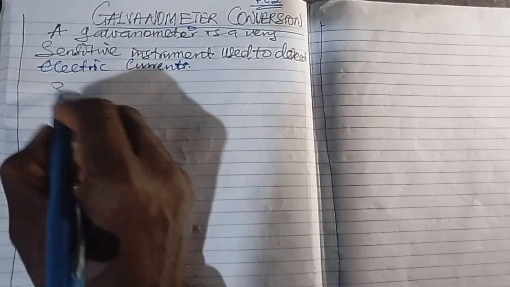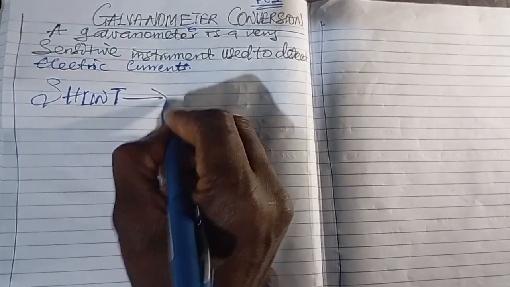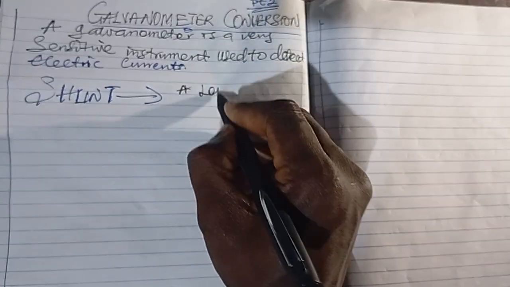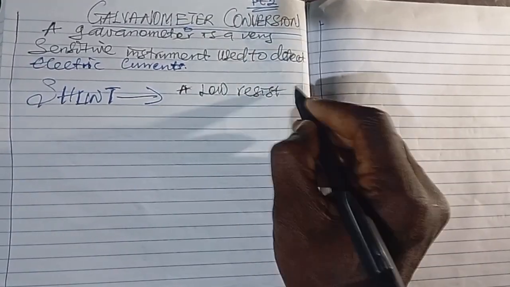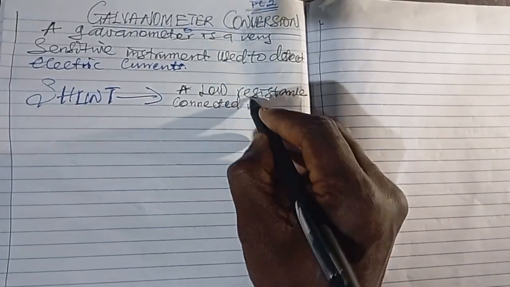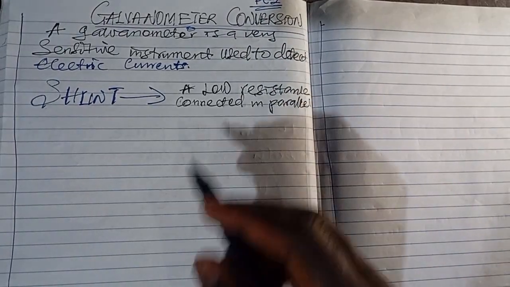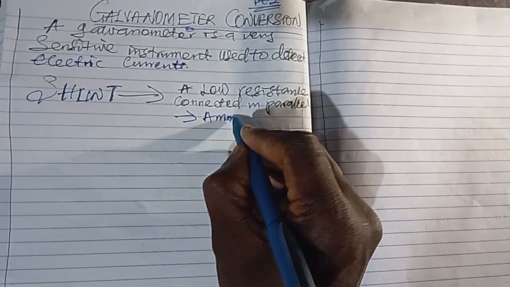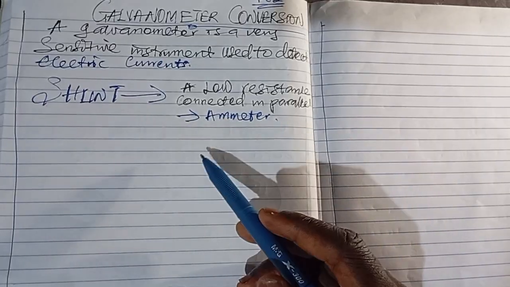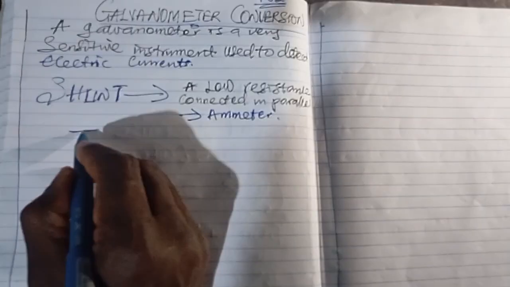In part 1, we considered shunt, and we said that a shunt is a low resistance connected in parallel to the galvanometer to form an ammeter. So please check part 1 for a more detailed lesson on shunt, the derivation, and solved examples. Now today we'll be considering the multiplier.